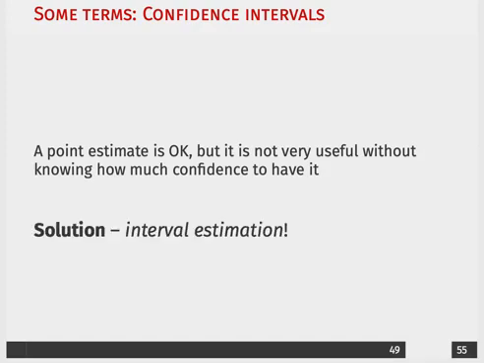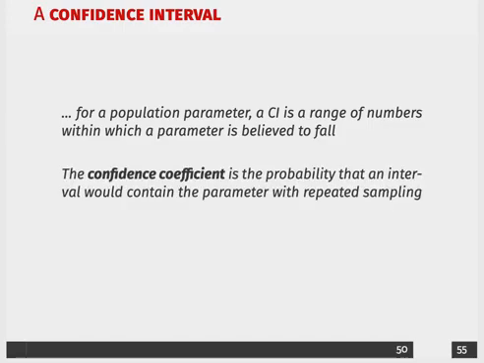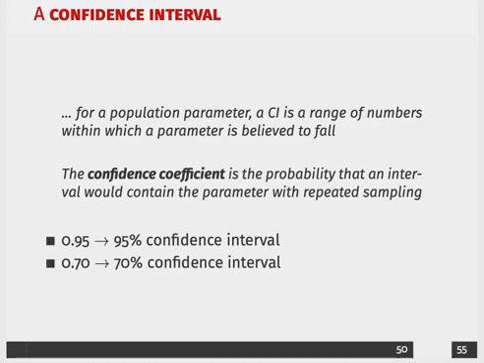So what we're going to do is use interval estimation. By that, I mean we are going to construct confidence intervals. For a population parameter, you can think of a confidence interval as a range of numbers within which a parameter is believed to fall. You have probably heard of a confidence coefficient, and that's the probability that the interval we have contains the parameter with repeated sampling.